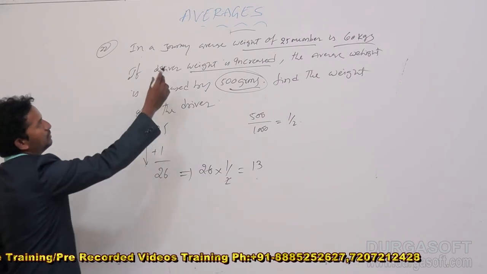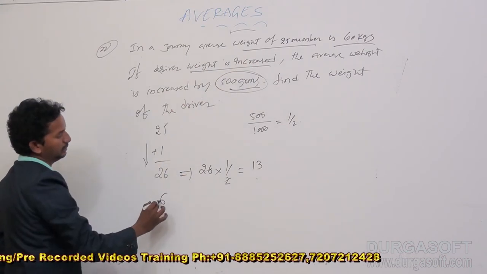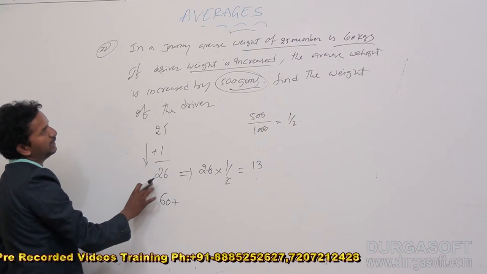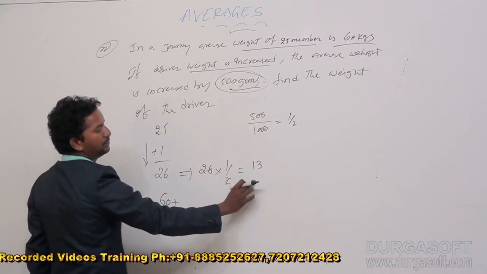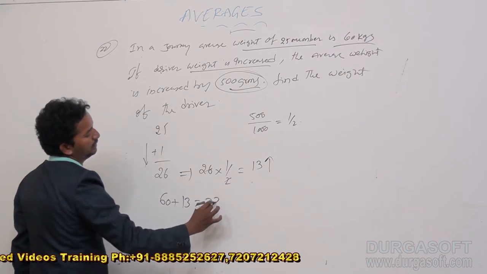Previously the average weight of 25 students is 60. Now when the driver is included, the average increases, so 60 plus 13 is equal to 73.